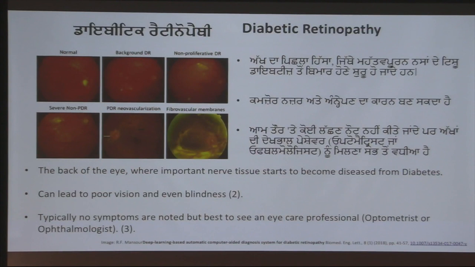Now we'll talk about the main thing about the doctor's check. When your doctors are checking it, they get the eye doctor to look at it. They want to see there is no damage back there, where tissues start to become diseased from the diabetes. On the left and the right side you can see what's behind the eye that can lead to poor vision and even blindness.